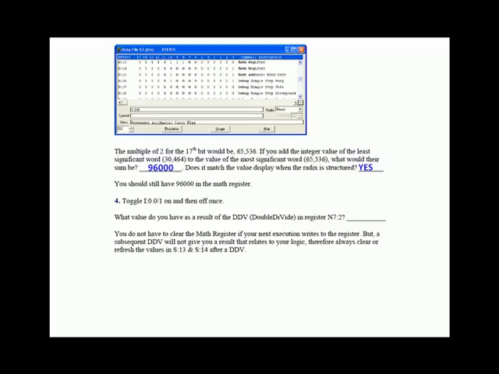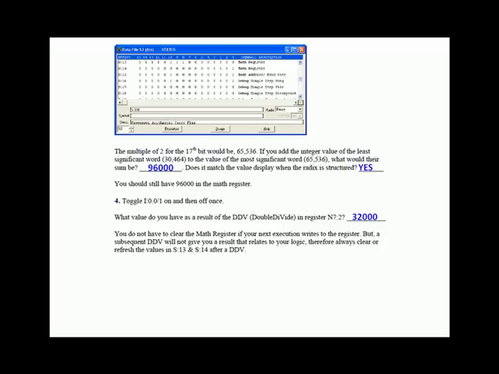Now, at this point in the lab, you should still have 96,000 in the math register, because the next thing we're going to do is execute the double divide. And remember, the double divide is going to divide the source into S13-14, put the results in N7:2. So we'll go ahead and execute by flipping the input 1 on then off. What value do you have as a result of a double divide in register N7:2? Remember, the source is 3, and what's left in S13-14 is 96,000. So what is 96,000 divided by 3? You should have had 32,000 appear in N7:2.